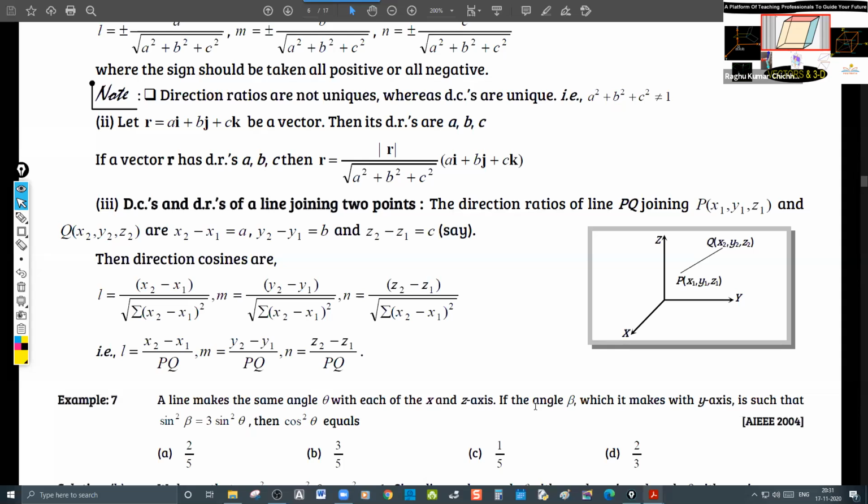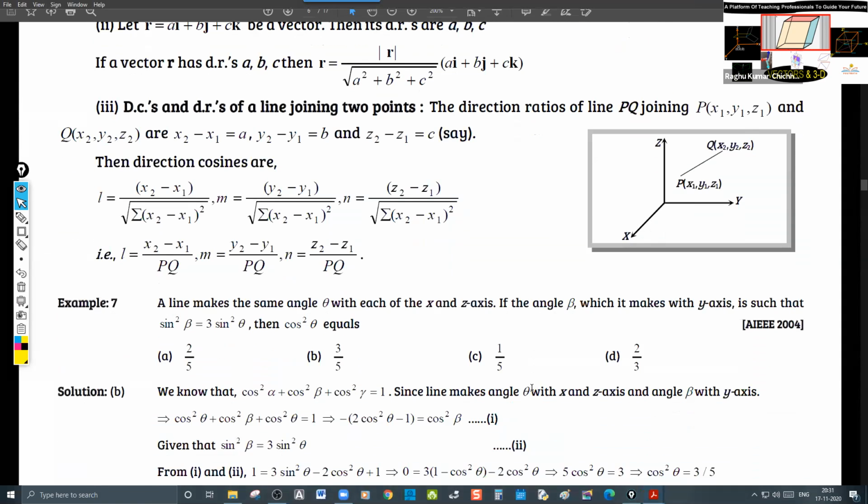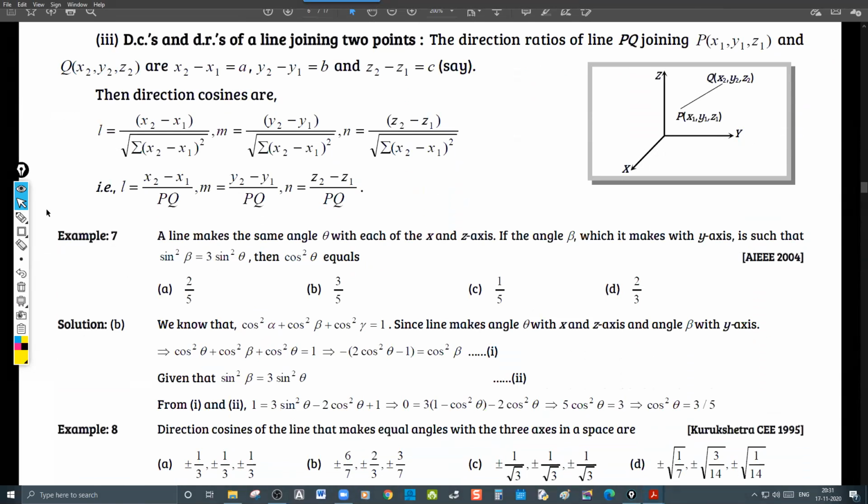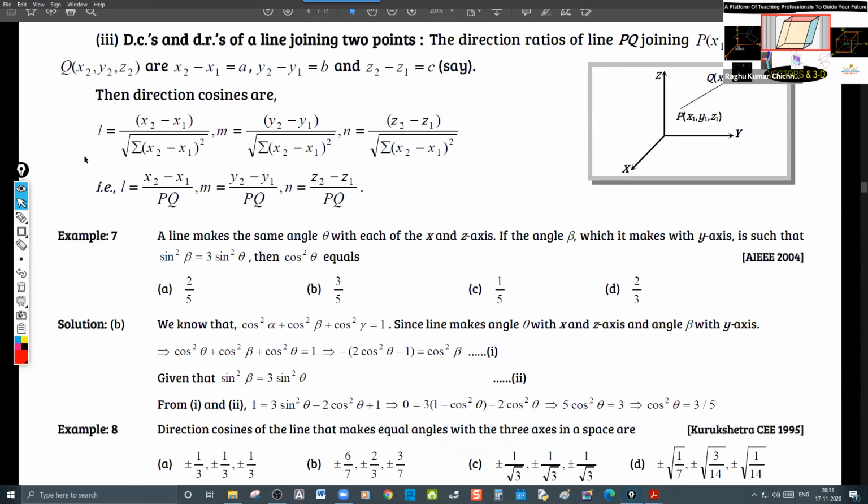Now let us go to the next question, please. Kaushik, please read example 8. Direction cosines of the line that makes equal angles with the 3 axes in space are... Tell me how to do that. Equal angles, he gave the data. The line is making equal angles, no? That means your alpha is equal to beta is equal to gamma is equal to theta.